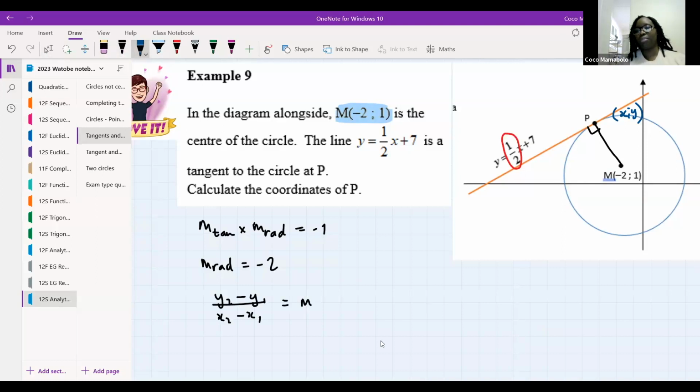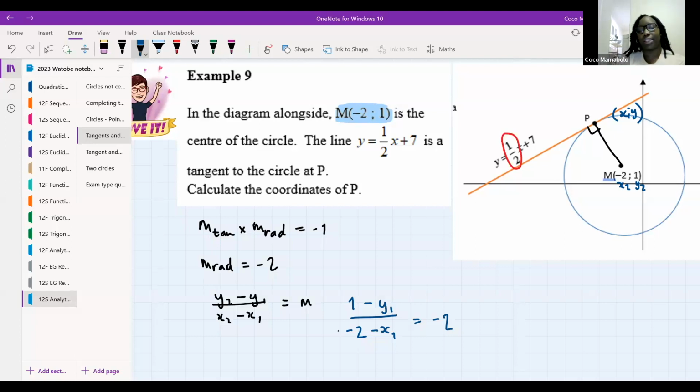If I substitute in my y2, let's say I'm going to name this one y2 and this one x2, okay, y2 and x2, I'm going to get 1 minus y1 over negative 2 minus x1 is equal to our gradient, which is negative 2. Now, the issue that I'm going to have here is that I still have two unknowns, okay? And it's almost like I'm about to go the long way around to find the thing that I'm looking for, okay?